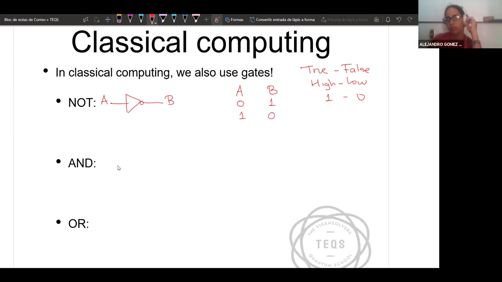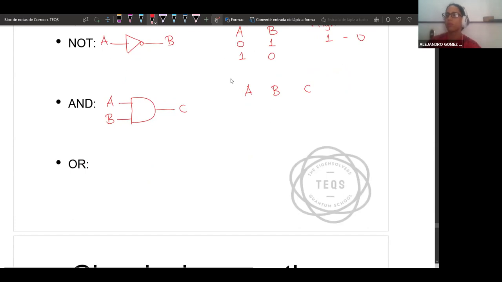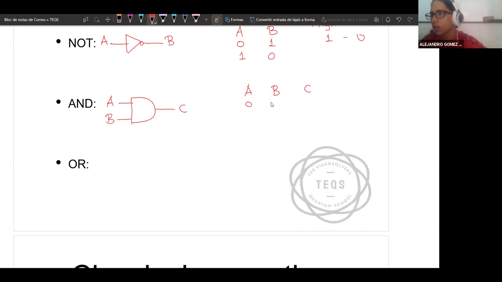We have two-bit gates, for example, the AND gate. We have two inputs, A and B, and it's represented like this, with some output C. Let's take the possible combinations. If we have two inputs, then we have four possible combinations of the total input: 0, 0, 0, 1, 1, 0, and 1, 1. The AND gate is going to be 1 only if the two inputs are 1, and the rest is going to be 0. Those gates come from the logical operators that we treat with true and false. It's actually the same, but applied to computation.